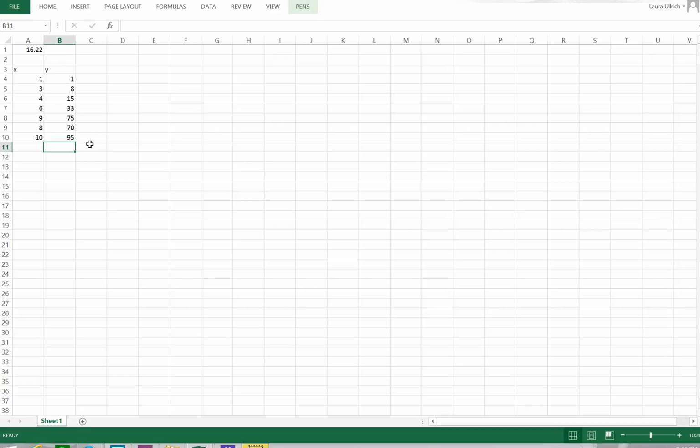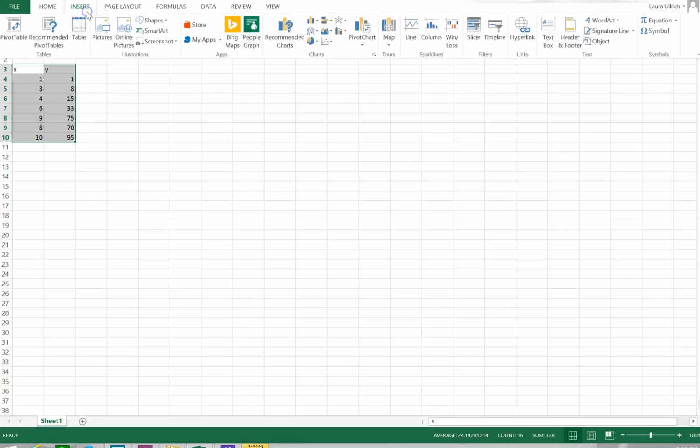Part A says draw the scatter diagram. Does it appear that X and Y are related? If so, how? So let's do that first. I'm just going to select this data, then go to Insert and draw me a scatter diagram.